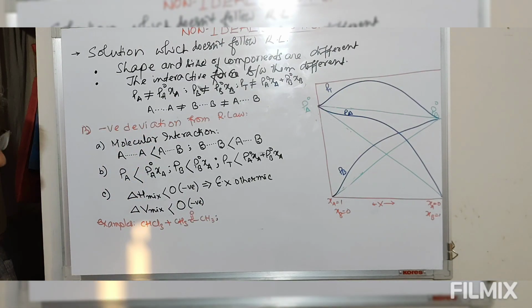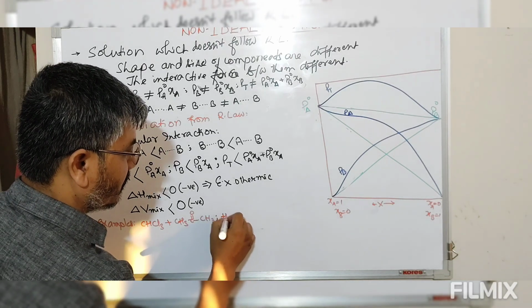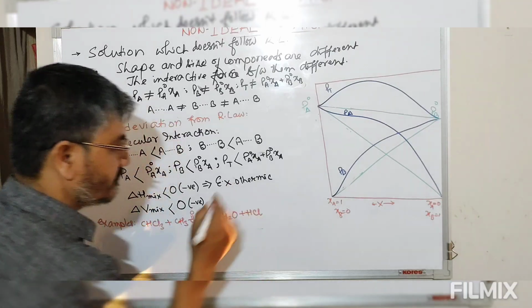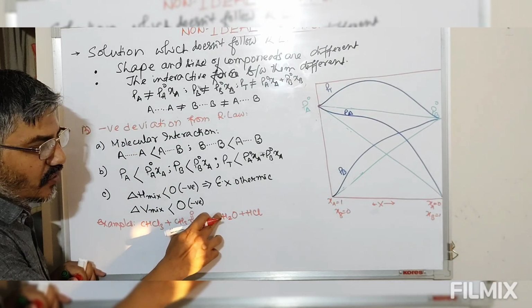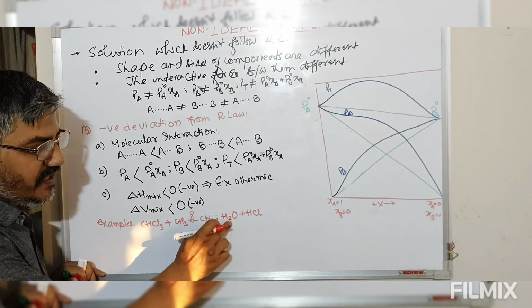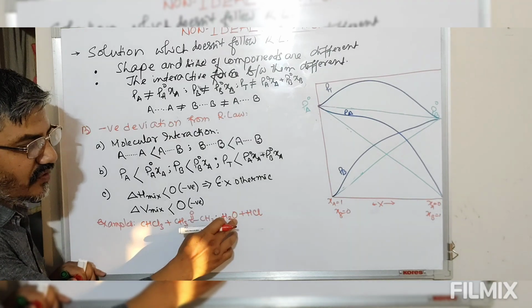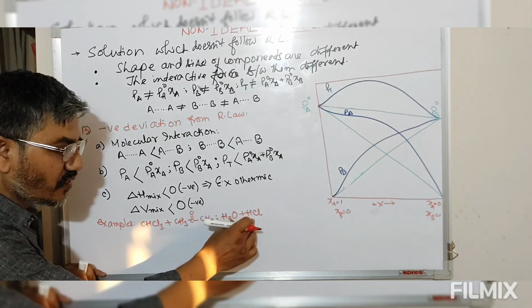Second, this is an example. Water plus HCl. Now look at this. When HCl is placed in water, the hydrogen of HCl forms a bond with the oxygen, and a hydronium ion is formed. So we have a stronger attractive force here.